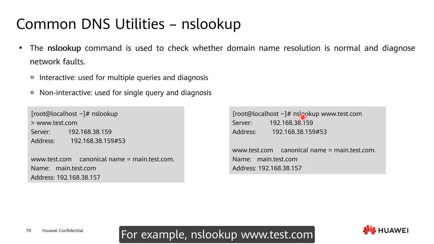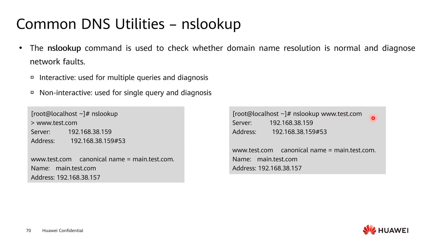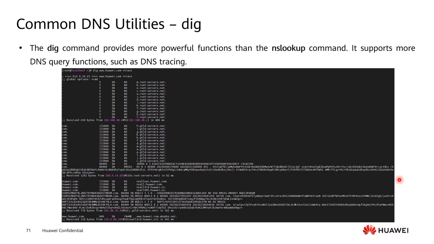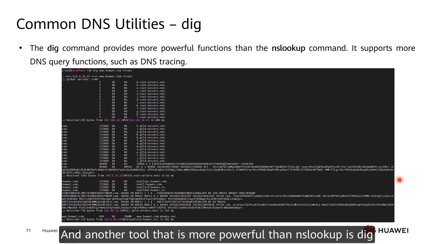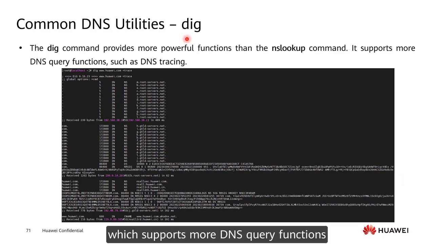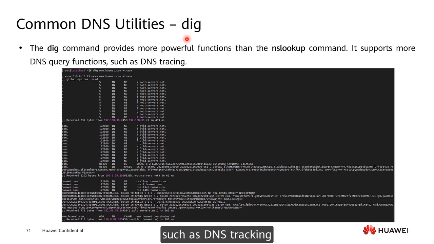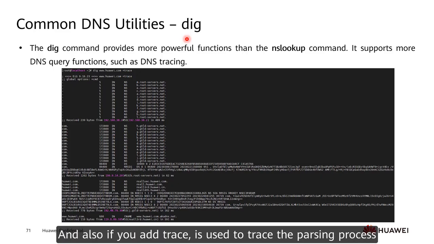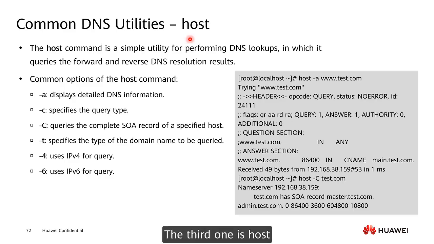The second way is non-interactive, directly specifying the domain name for a single query and diagnosis. For example, nslookup 3w.test.com, and directly view the result. Another tool that is more powerful than nslookup is dig, which supports more DNS query functions. If you add +trace, it is used to trace the parsing process. The third one is host. The function is similar to nslookup, but the output is simpler.